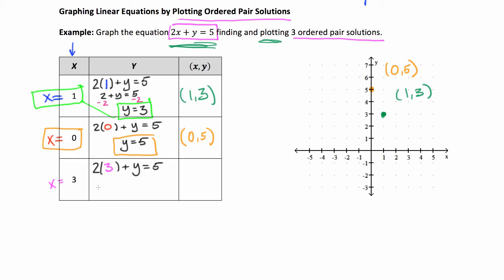I go through and simplify, and I get 6 plus y equals 5. I'm going to subtract 6 from both sides, and I end up with y equals -1. And so now my ordered pair is when x equals 3, y equals -1. So my ordered pair is (3, -1). And I can just plot that over here, over 3, down 1, because I have -1 there. So (3, -1). And then I'm just going to try to draw a straight line through this.